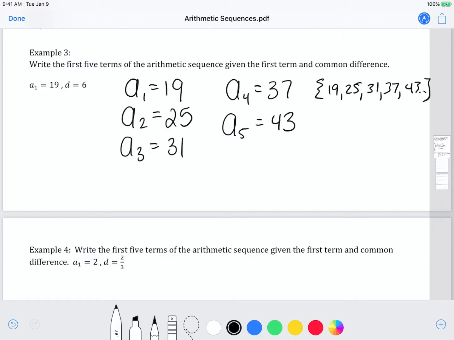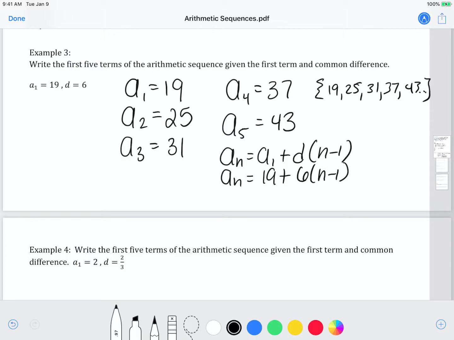Now, if I want to write out the nth term, it's a_1 plus the common difference times n minus 1. Since the first term is 19 and my common difference is 6, I would have 19 plus 6 times n minus 1.